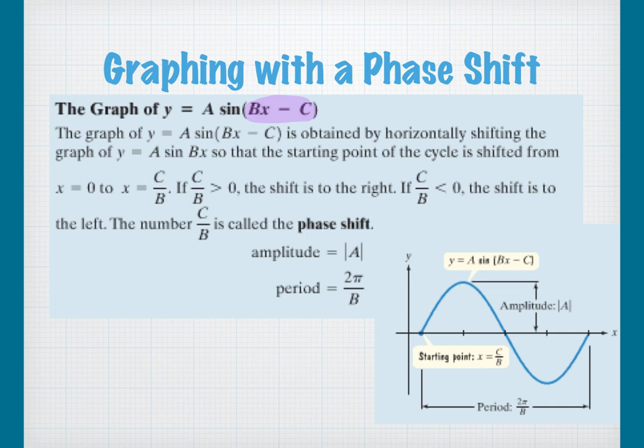So to find your phase shift, you're going to take whatever's inside the parentheses, set it equal to 0, and solve. It will change its sign. And then that value is your phase shift.